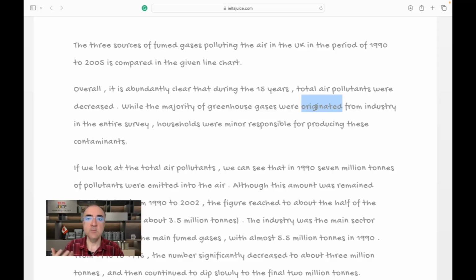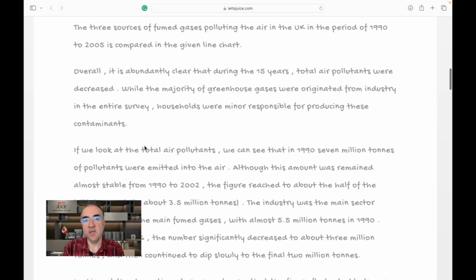It is for native speakers or those who are already residing in an English-speaking country and they want to go to a bank and the bank might originate a loan for them. And that meaning is not related to us. So for us, originate is intransitive. So we cannot use it in the passive format. So let's delete were. So originated from industry in the entire survey.